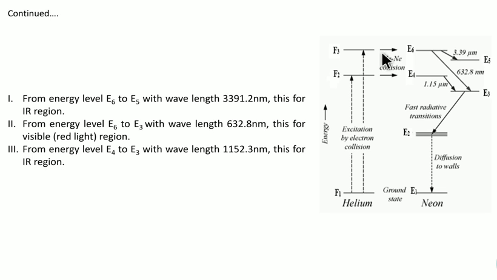The next transition, E4 to E3, has a wavelength of almost 1152.3 nanometers. This is in terms of micrometers we can represent here. This also comes under the IR region. Out of this, the second one, that is E6 to E3, gives the continuous output compared to the others.